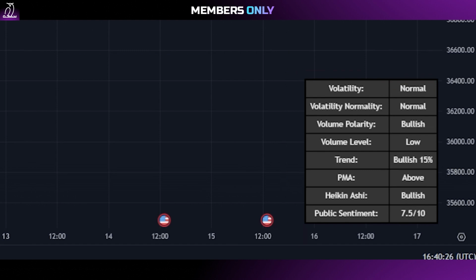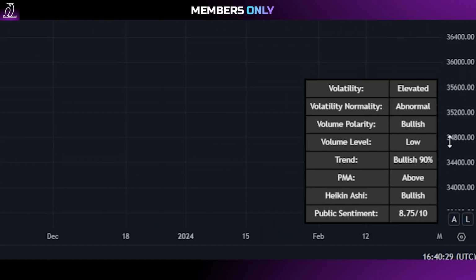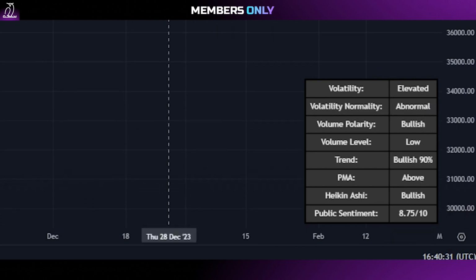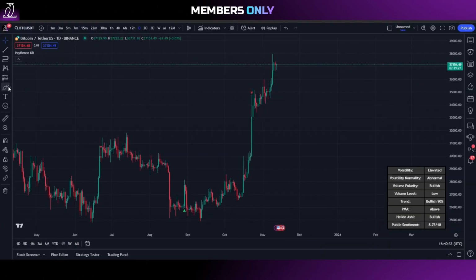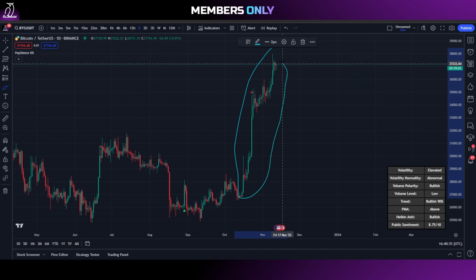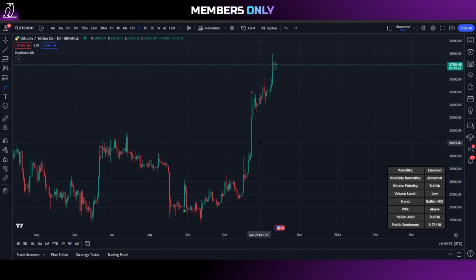So let's give another example. Let's go to the daily and see what that ranking says. Bullish 90%. And obviously, that makes a lot of sense when we have this huge bullish period. We also have elevated volatility on the daily chart, which is absolutely true. But this is all stuff that you can see at a glance. Like, you can just glance and see that on your monitor.